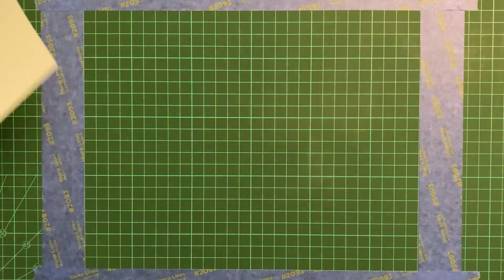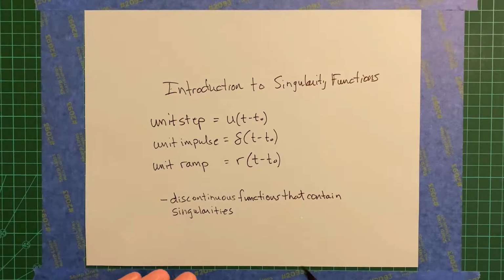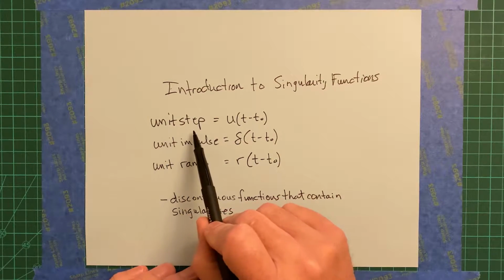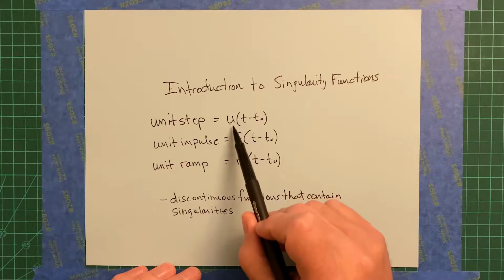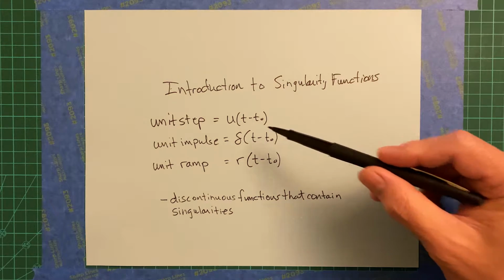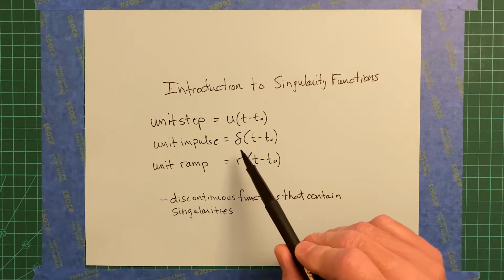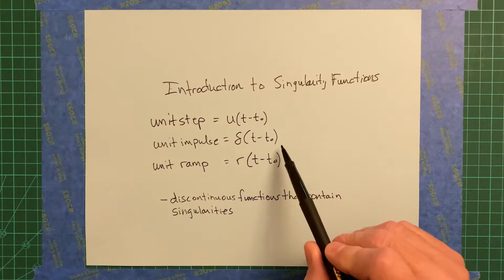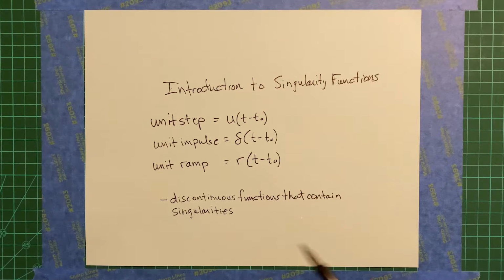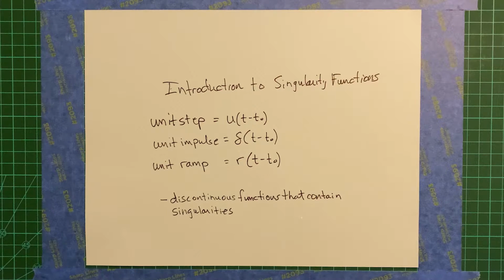All right, today I'm going to introduce you to singularity functions, and there are three of them that I'm going to introduce today. Unit step, which is equal to u of t minus t naught. T naught is going to be a beginning time. It could potentially be 0. The unit impulse, which is defined as delta t minus t naught. That's a small Greek letter delta right there. And unit ramp, which is r t minus t naught.